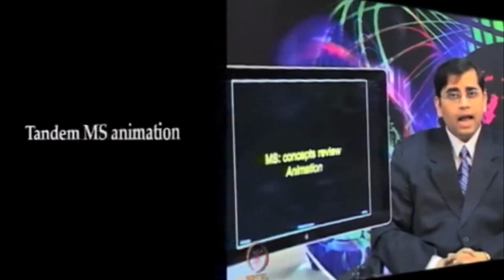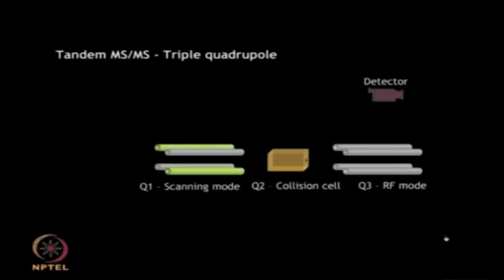Some of the important concepts involved in ionization, mass analyzers and tandem MS, I will describe in the following animation. The triple quadrupole consists of two sets of parallel metallic rods interspersed by a collision cell. The first quadrupole scans the ions coming from the ionization source and allows only ions of a particular m by z ratio to pass through.